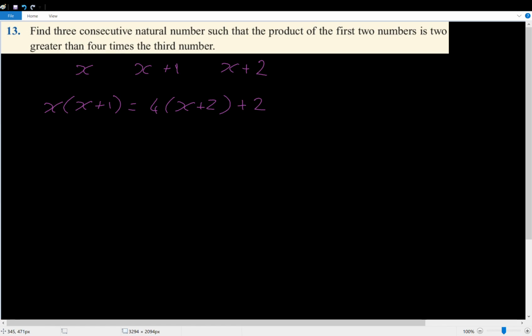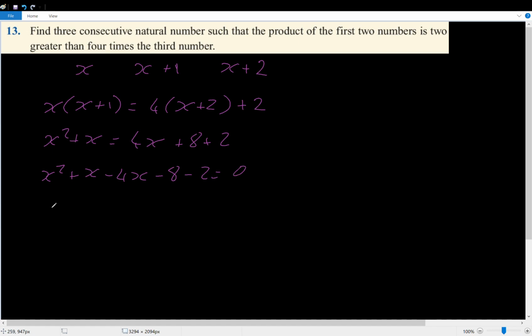So just so we're clear on this again, the product of the first two is this bit over here, and 2 greater than 4 times the third is that bit on the right. Now if we multiply out our brackets, we'll get x squared plus x equals 4x plus 8 plus 2. And then because we have an x squared and we need to solve this equation, we have to take every term and move it to the left side of the equals, leaving just 0 on the right. So we're going to get x squared plus x minus 4x minus 8 minus 2 is equal to 0.